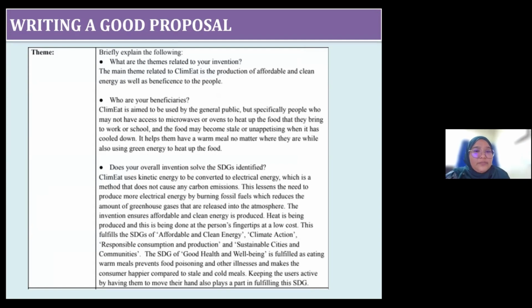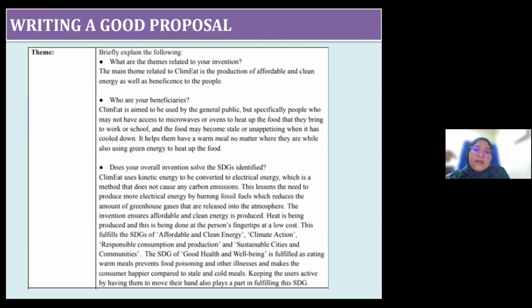Okay, so briefly, if you are answering the question related to this subcomponent of theme, for example, the question is: what are the themes related to your invention? Here, this project is about Clean Eat, an app, and it is a production of affordable and clean energy. Who are your beneficiaries? They put the general public, which means everyone basically.